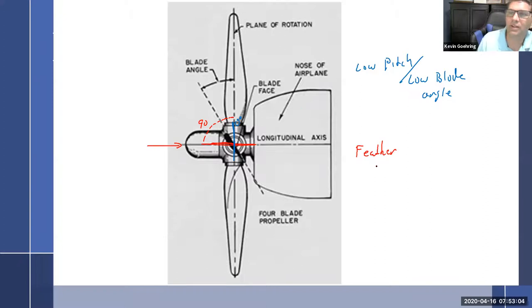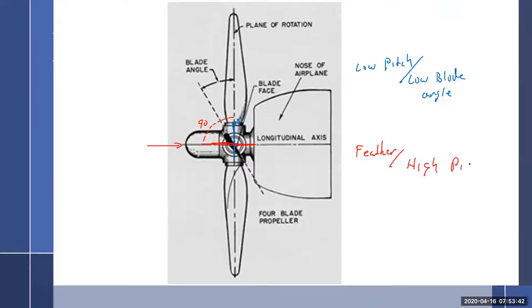So sometimes when I'm worried that you guys aren't picking up where the prop is, I'll say in feather or towards feather. So you can get the idea that it's going all the way out here. That's ridiculous. You can't even start. We'll talk about that. You'd have a really hard time starting a piston engine aircraft in a feather position. Unlike a King Air or something with a turboprop, where you do start it in a feather position, you can't do that with a piston engine. It's really hard on the starter. They don't like it. Okay, so feather, high pitch.